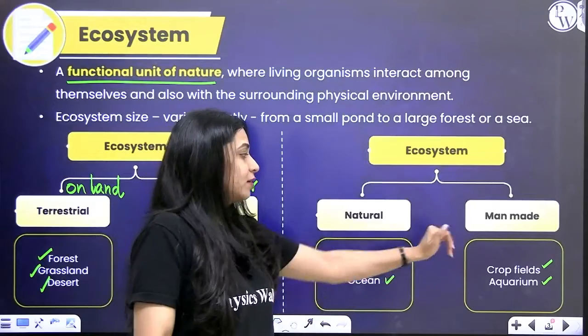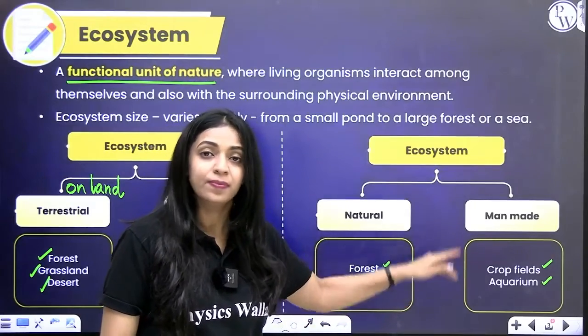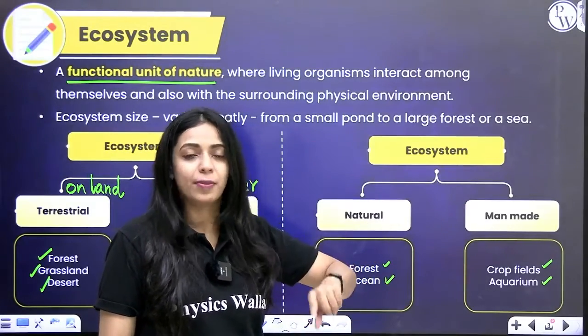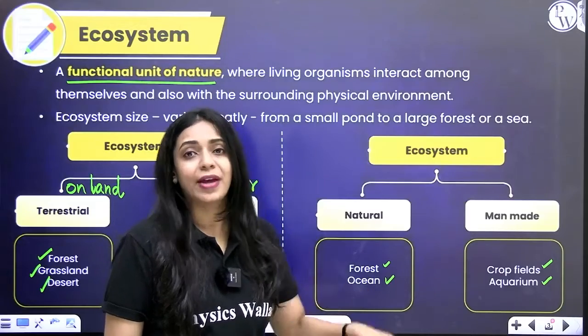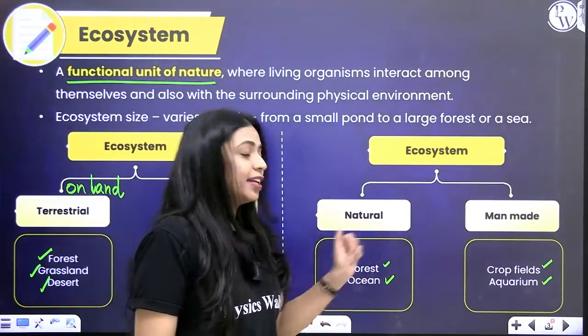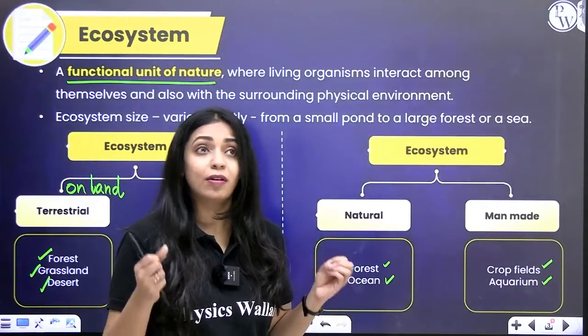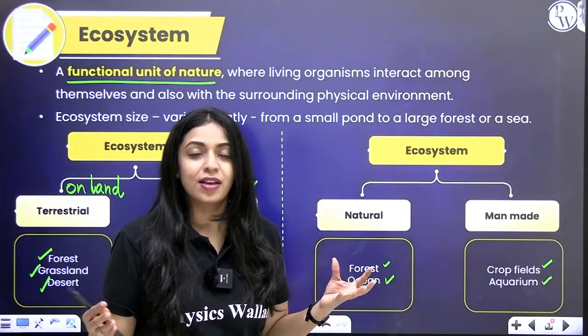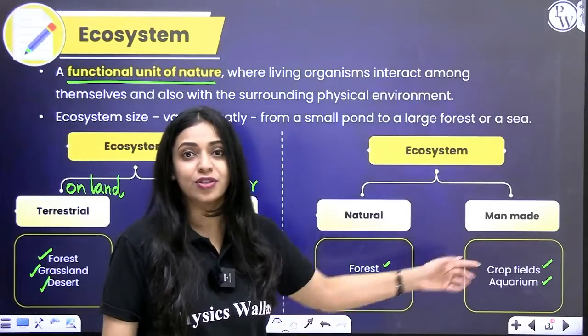But if you take crop fields and aquarium, for example, in a crop field, if you are a farmer, if you are growing them, you decide what should grow there. You decide what plants you eliminate, right? In an aquarium, you want to choose the brighter colored fishes. You do not want some boring grey colored fishes in your aquarium.